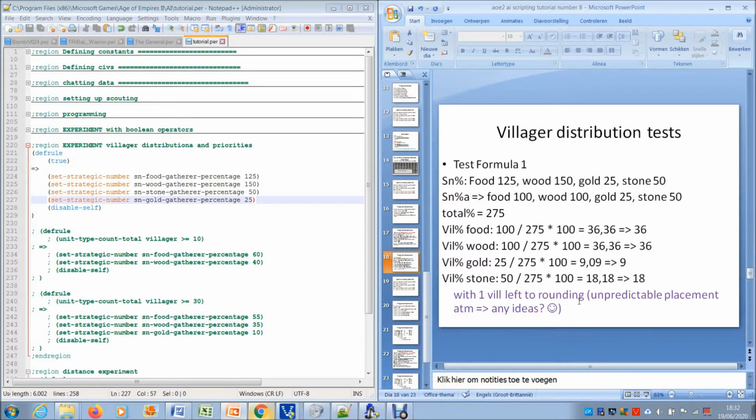About the unpredictable villager, first I thought it would go to the resource with the highest priority, but this isn't the case because gold is lower priority than stone. Then I thought the unpredictable villager would go to the resource with the least percentage, but I've changed the percentages around, and this doesn't seem to be true. Also the roundings and stuff. So I don't know why the one villager goes to gold. That's the only thing I haven't deduced yet.